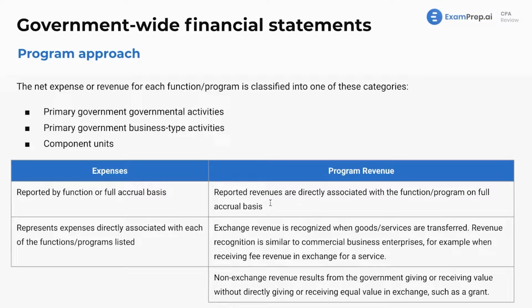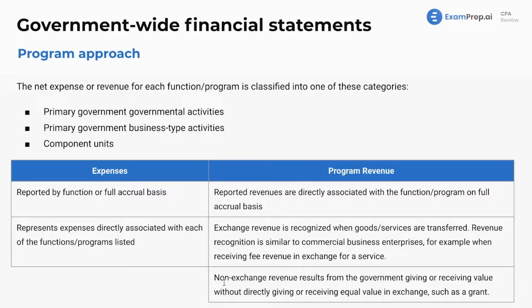Normal full accrual basis. Exchange revenue, this is a transaction, something for something else, is recognized when goods or services are transferred. Revenue recognition is similar to commercial business enterprises, for example, when receiving fee revenue exchanged for service. So if it's a government, we've got a pool, you pay a fee to use the pool, that's exchange revenue.